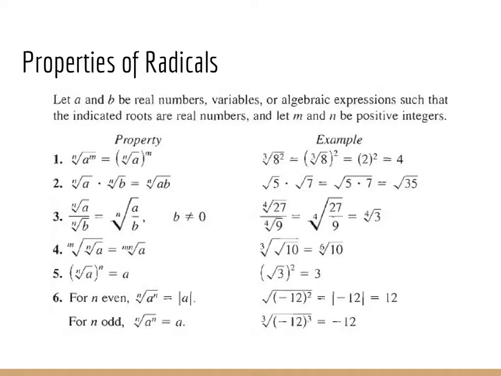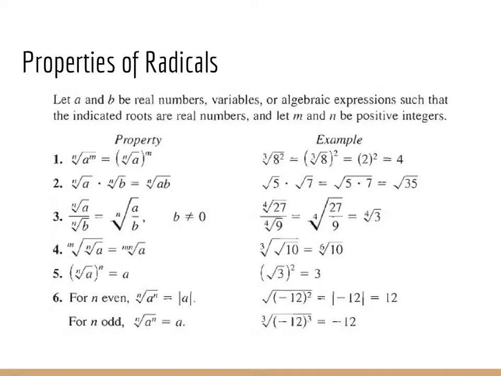Number 5, the nth root of a to the nth power is equal to a. So notice an index of n and an exponent of n will cancel each other out. And we'll take a look at why this occurs later. For example, the square root of 3 squared is simply 3.